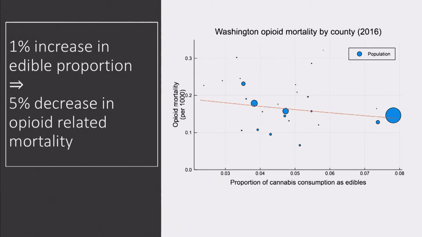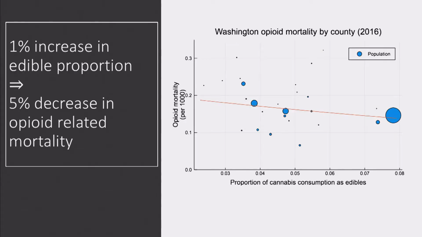What's even more interesting is that this also carries over to mortality data as well. So here we have, on the same x-axis, mortality per 1,000 population on the y-axis. And so this is the roughly 5% decrease.